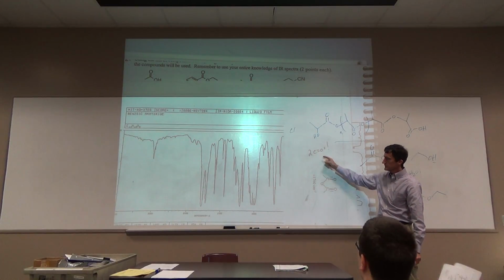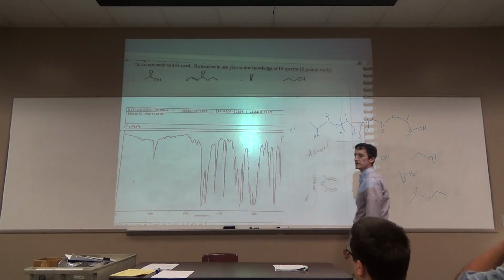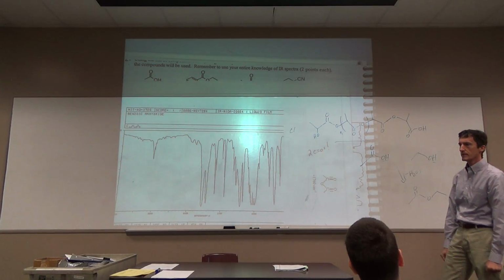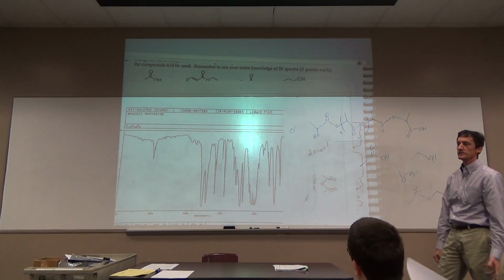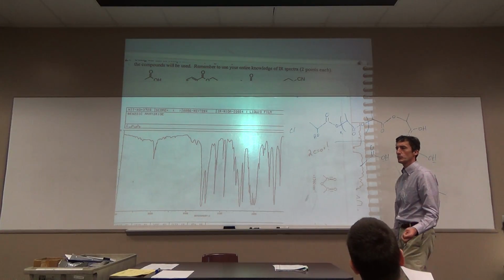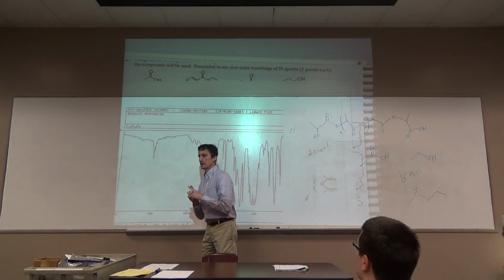Two carbonyls. The anhydride is going to give two carbonyls. Clearly, you see it has two carbonyls, right? And the other one only has one. But you get two peaks.